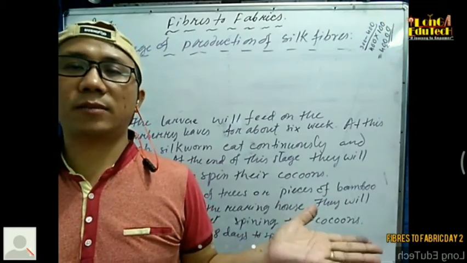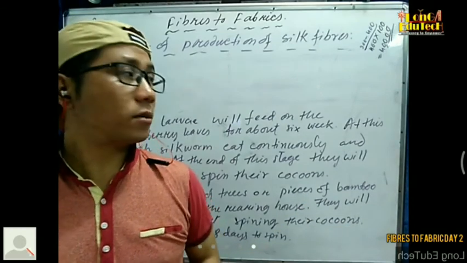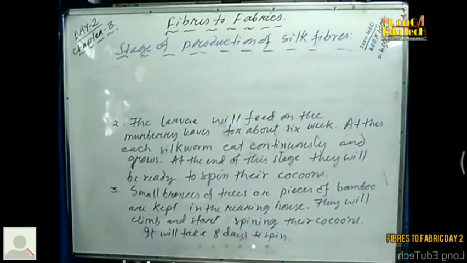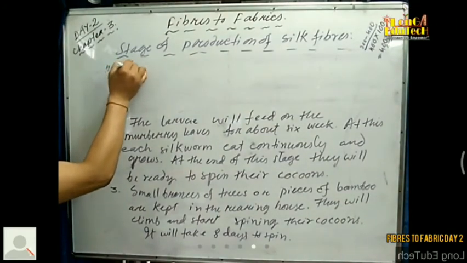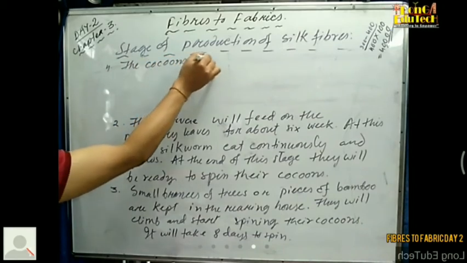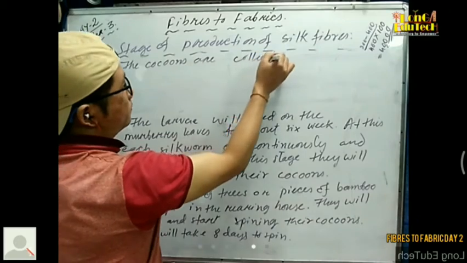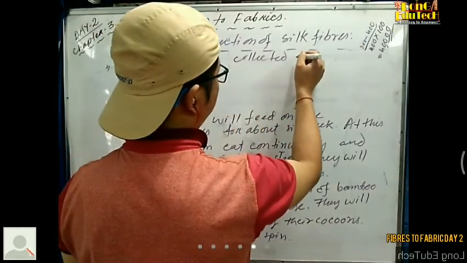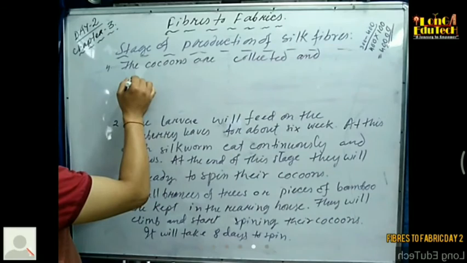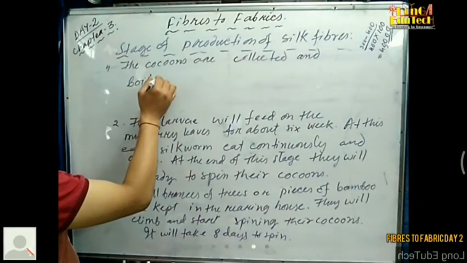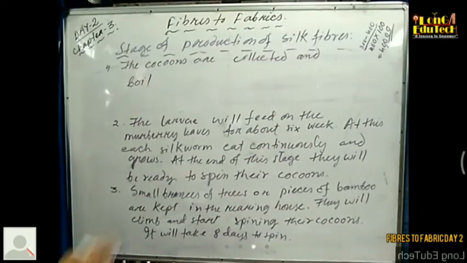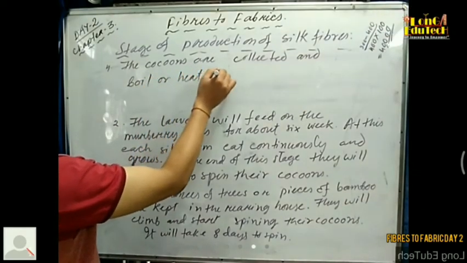That is sufficient, okay, so that's going on. That's why we don't need to keep all the cocoons. So here in the number 4 stage, the cocoons are collected. Here the cocoons will be collected and what we're going to do is boil them, with heat, on an oven.